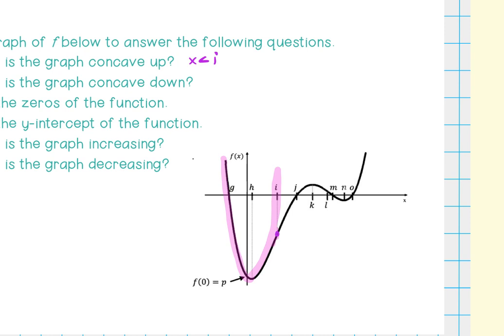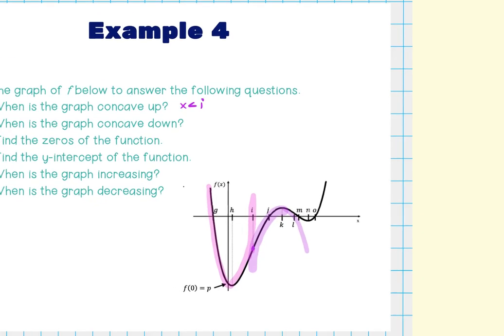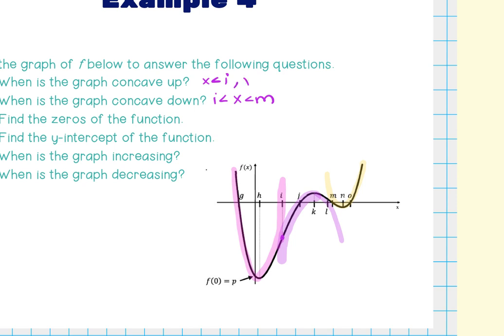Then it changes direction. And where does that stop? M. So that's where it's concave down, from I to M. Then it comes back up again the remaining time, which would be greater than M.